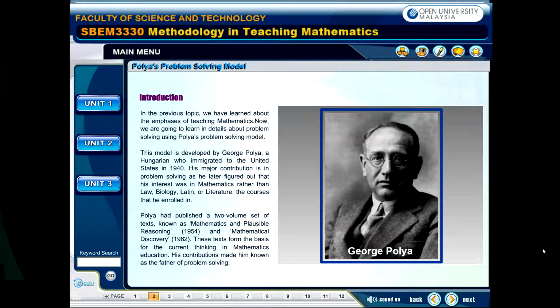This model is developed by George Polya, a Hungarian who immigrated to the United States in 1940. His major contribution is in problem solving, as he later figured out that his interest was in mathematics rather than law, biology, Latin, or literature, the courses that he enrolled in. Polya had published a 2-volume set of texts known as Mathematics and Plausible Reasoning, 1954, and Mathematical Discovery, 1962. These texts form the basis for the current thinking in mathematics education. His contributions made him known as the father of problem solving.